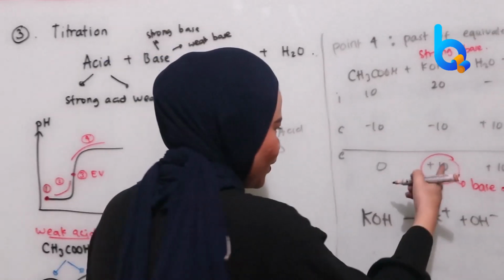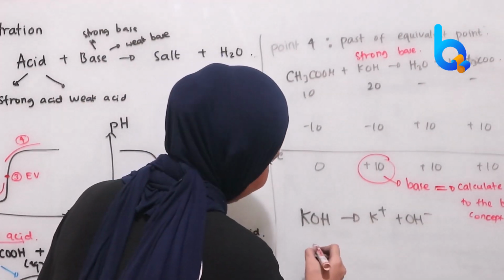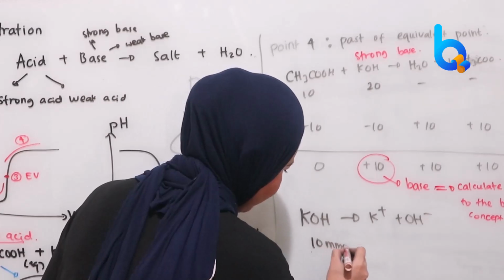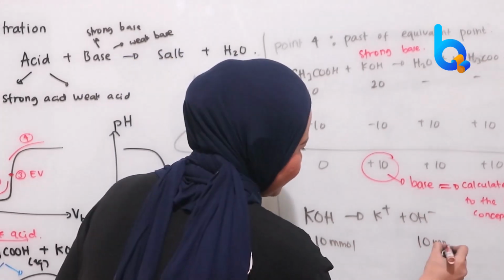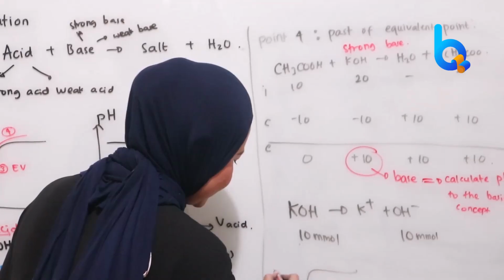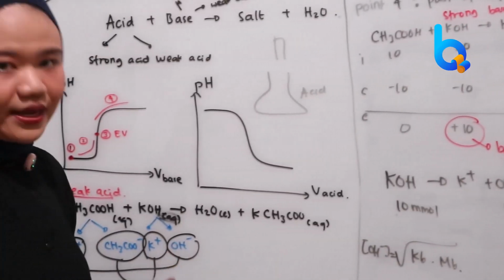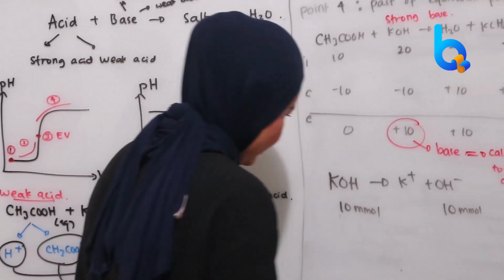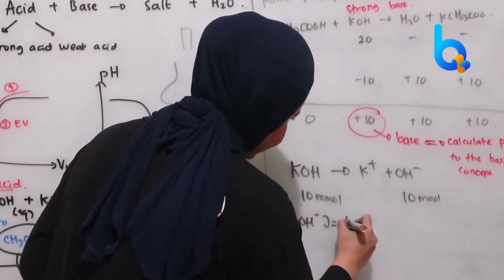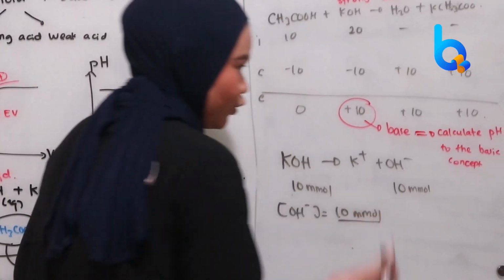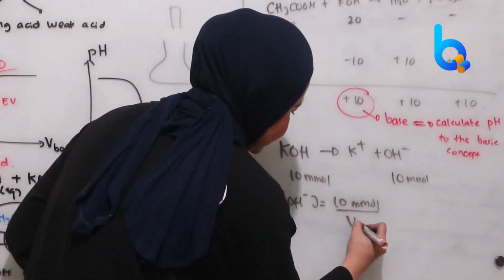If we have 10, I would say this is 10 millimole. So we have OH minus like 10 millimole. We didn't have to calculate with this. No. Why didn't we calculate with this? Because KOH is a strong base, not a weak base. So OH minus is like 10 millimole with the volume. Okay, so this is the volume.